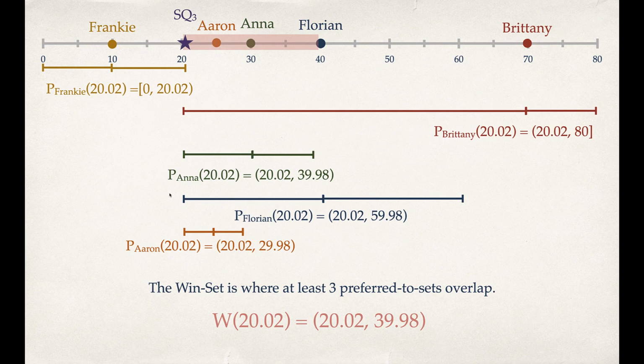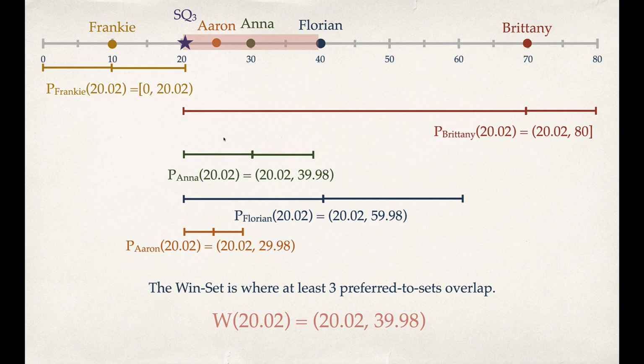I'm going a little more quickly here. So these are the preferred-to sets for 20. Now remember, you're not going to have to do all of these steps when you want to use the median voter theorem. This just keeps us from having to do the proof, right? Because we're going to get the intuition of why the median voter theorem holds from walking through this, all right?